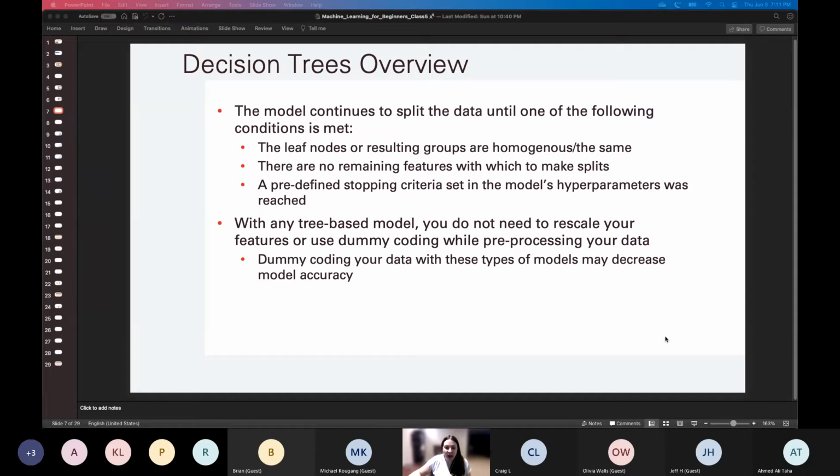Your model will actually do better if you do not do those things, because it is not distance based like the rest of the models. That's the difference. K nearest neighbors, SVMs or support vector machines, all of those have some element of distance or gradient descent involved, which means everything has to be on the same scale, but that is not the case here. Are there any questions about that?